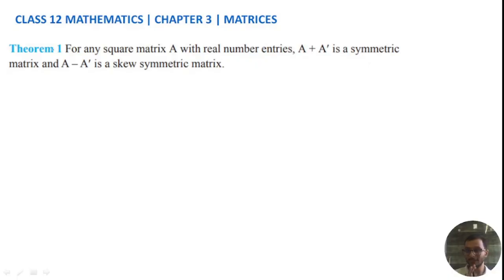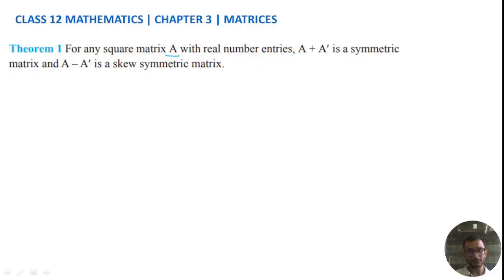Also, I just love to prove theorems. In higher studies, if you are taking mathematics, then surely you will have to do lots of theorems and their proofs. So you should have some habit from now on of how to prove theorems. So what does this theorem tell?